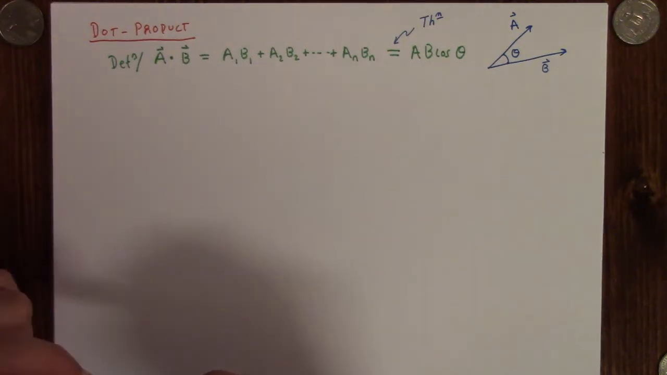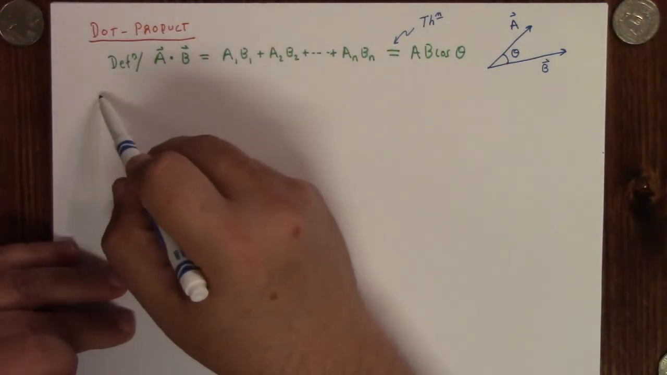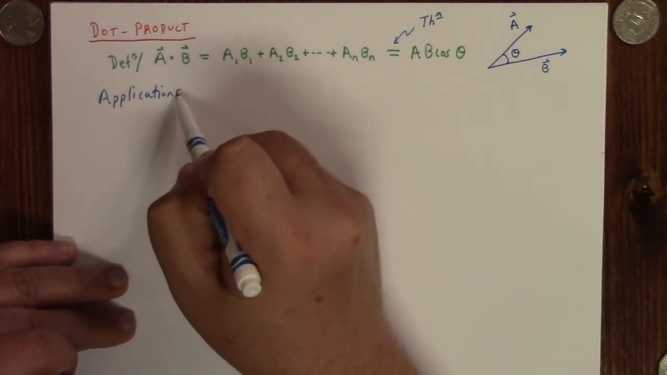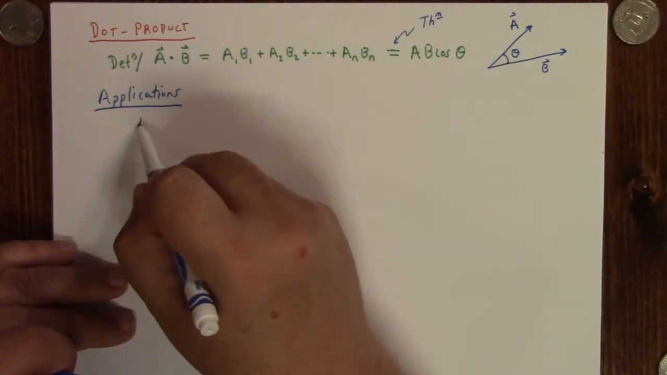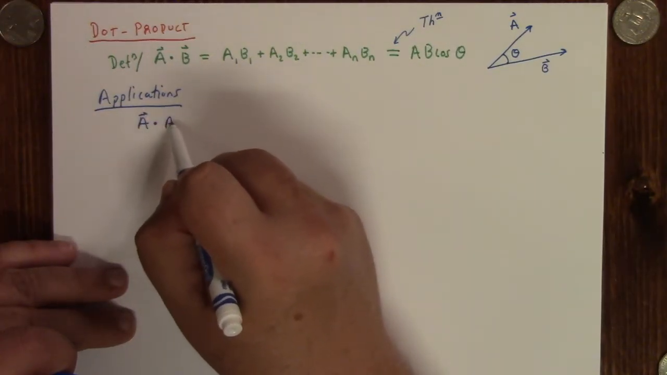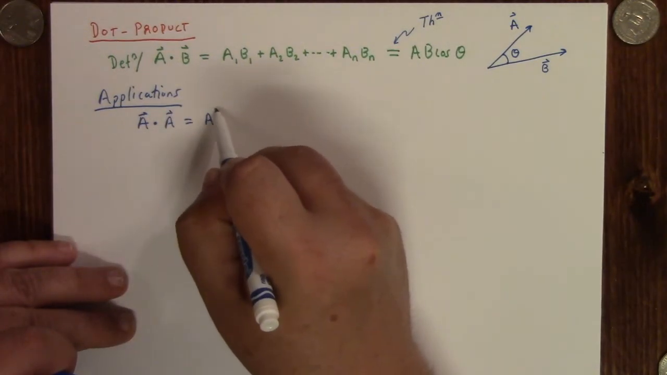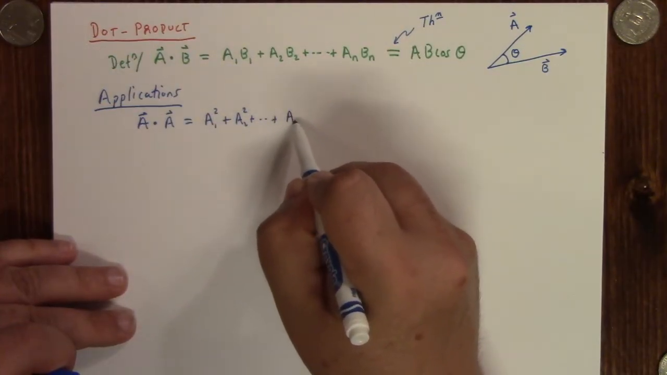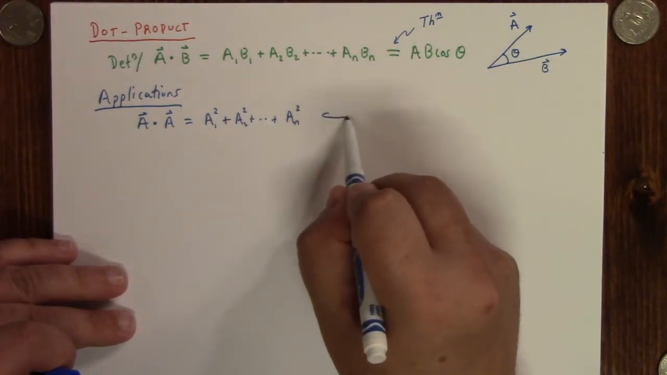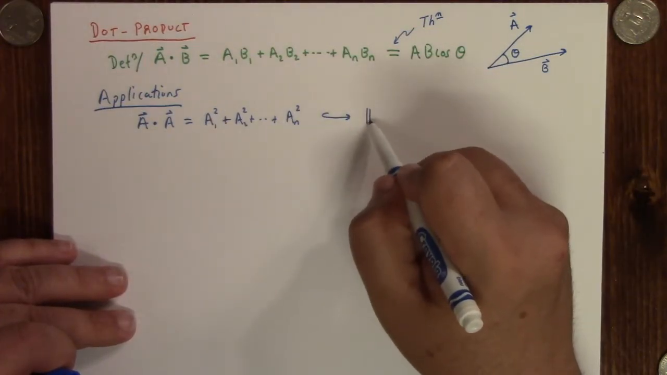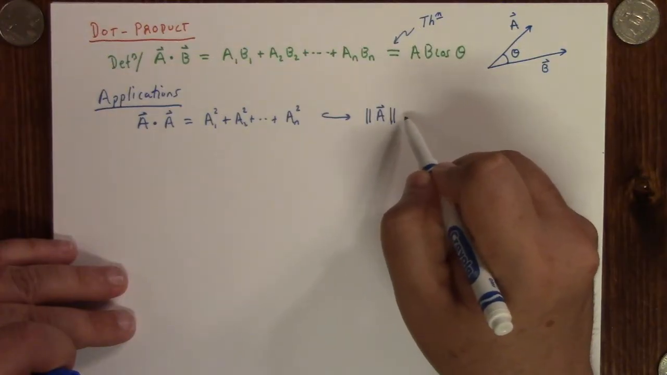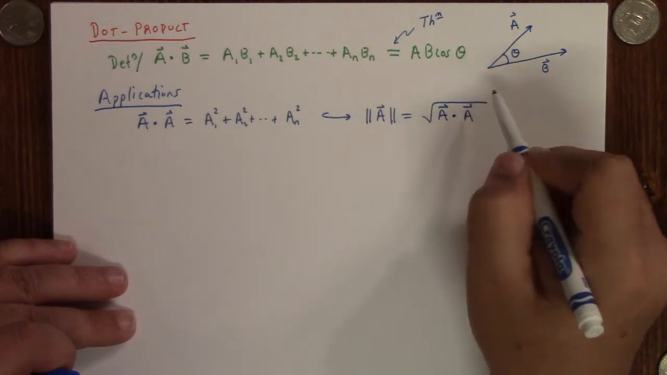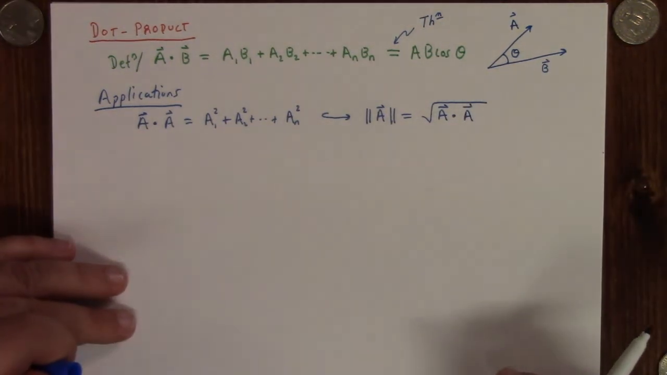Some immediate applications of the dot product: for one, if we look at A dot A, we get A1 squared plus A2 squared plus up to An squared. If you look back a few pages, you'll see that this tells us the length of A is in fact the square root of A dot A. That's a pretty nice formula. If we want to calculate the length, we just take the square root of the dot product of the vector with itself.